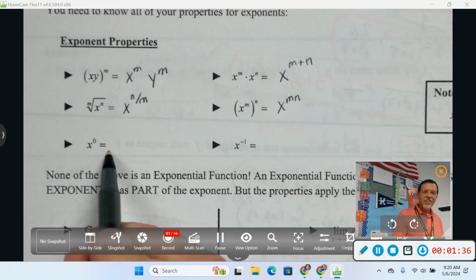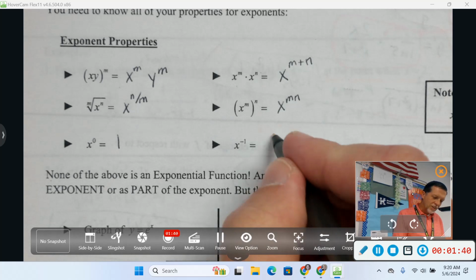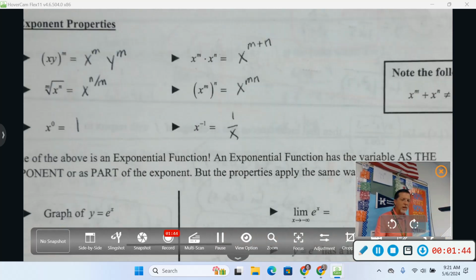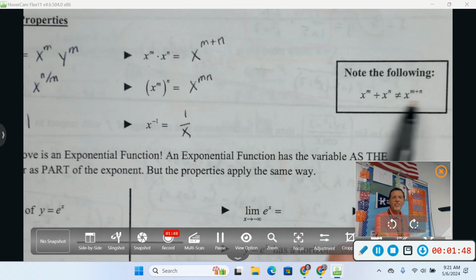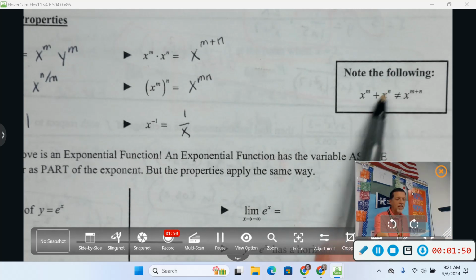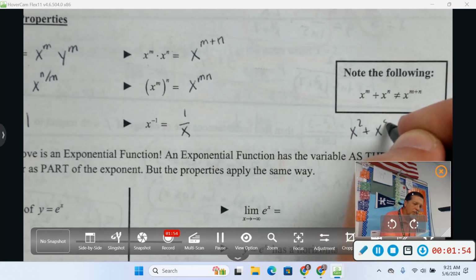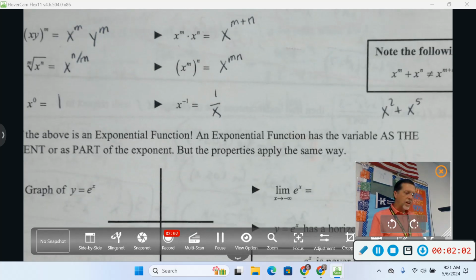X to the 0, 1. X to the negative 1, 1 over x. Easy stuff. We know this, I hope. Although I tutored a kid yesterday who tried to do this property. So what is x squared plus x to the 5th? Right, you can't really do anything with it. You're just stuck with x squared plus x to the 5th. Those are not like terms.